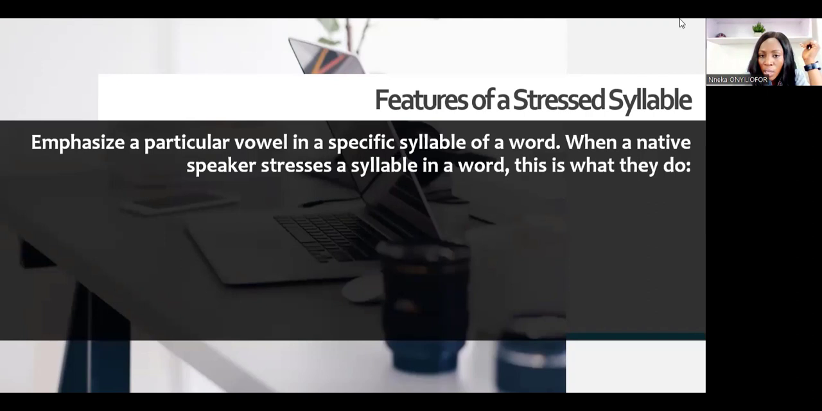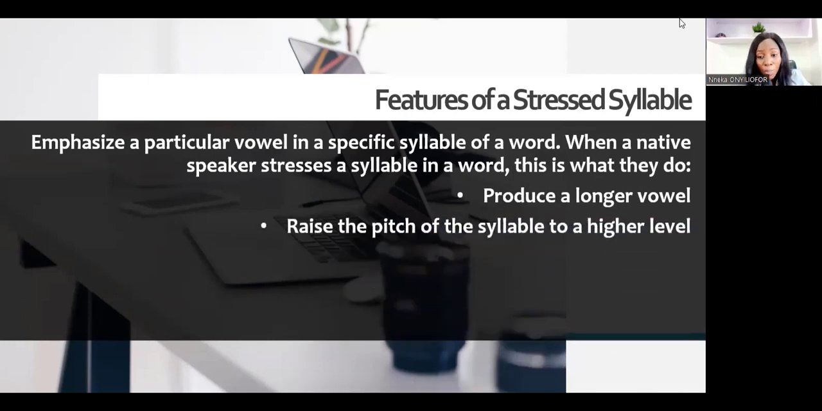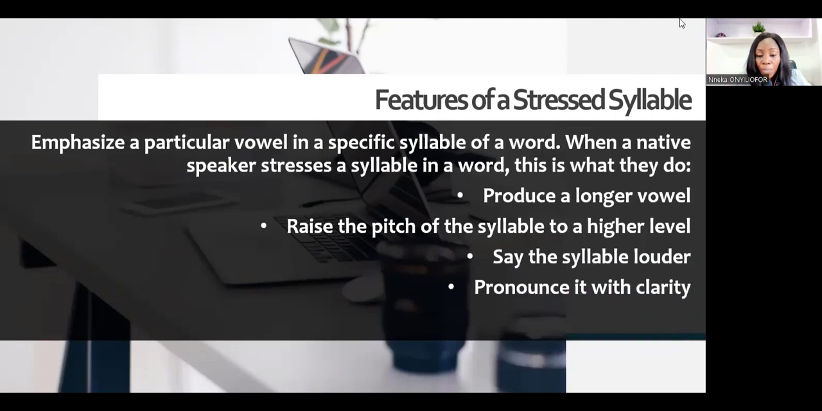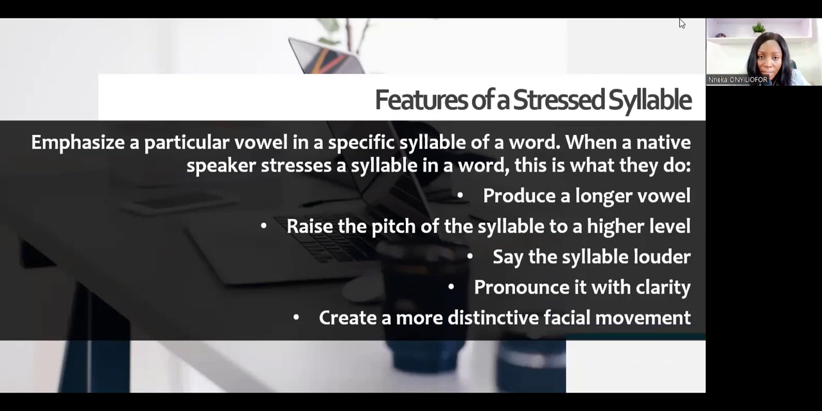But first, before we move into those 8, what are the features of a stressed syllable? We emphasize a particular vowel in a specific syllable of a word. So when a native speaker stresses a syllable in a word, this is what they're trying to do. One, produce a longer vowel. Secondly, raise the pitch of the syllable to a higher level. Thirdly, say the syllable louder. And fourth, pronounce it with clarity. And the last one, create a more distinctive facial movement. Take this into consideration before moving on.